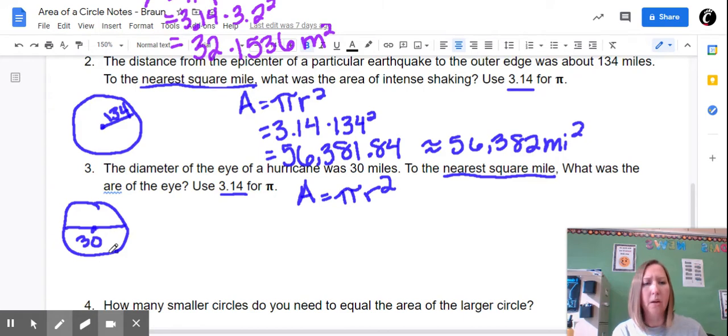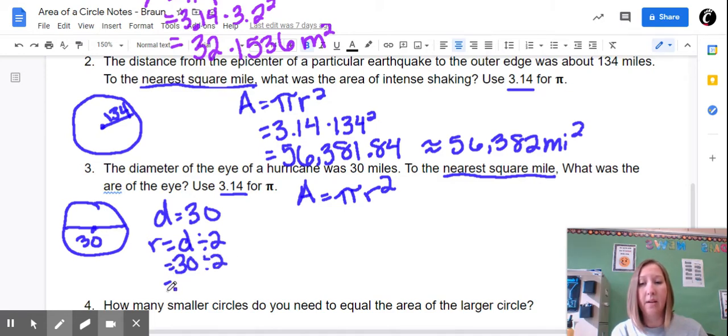Okay, the problem here is I have diameter. My diameter equals 30, and I know that my radius is equal to diameter divided by 2. So I'm going to do 30 divided by 2, and that's going to give me 15. So my radius equals 15. Now I can take my radius and plug it right into my formula over here.